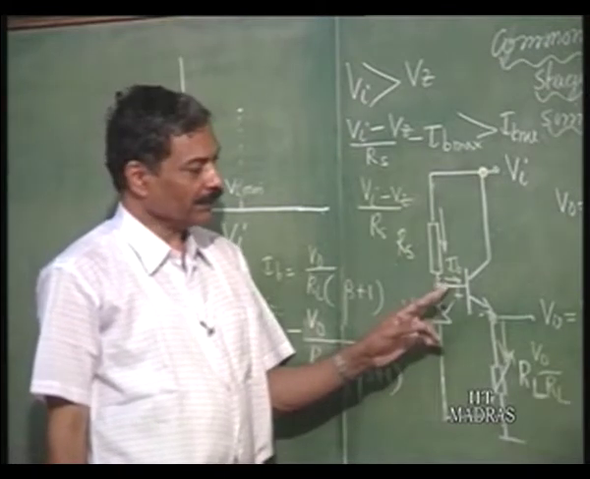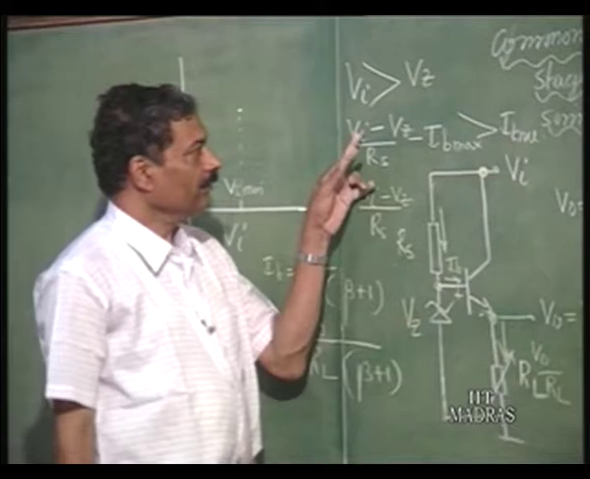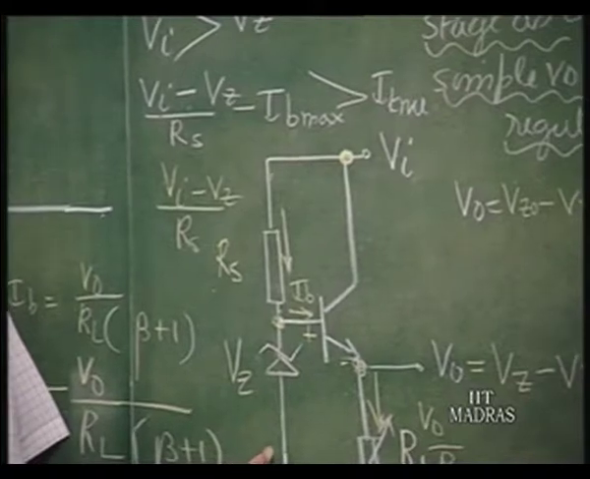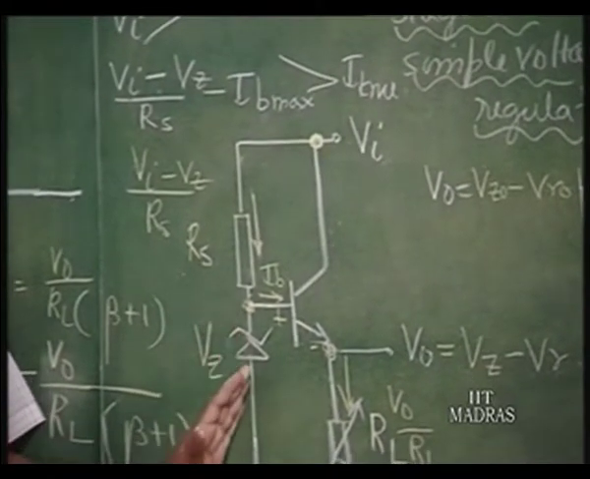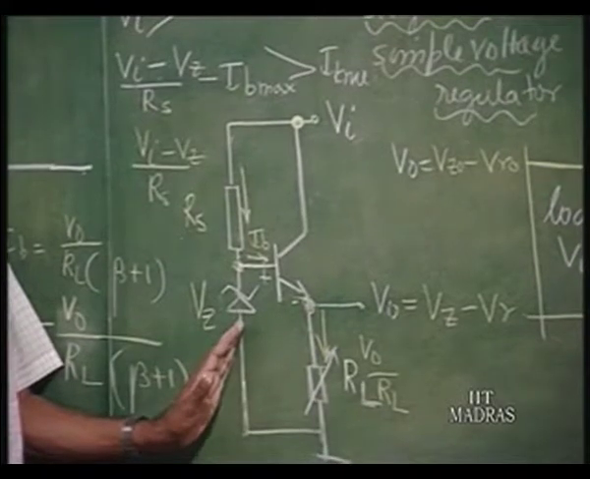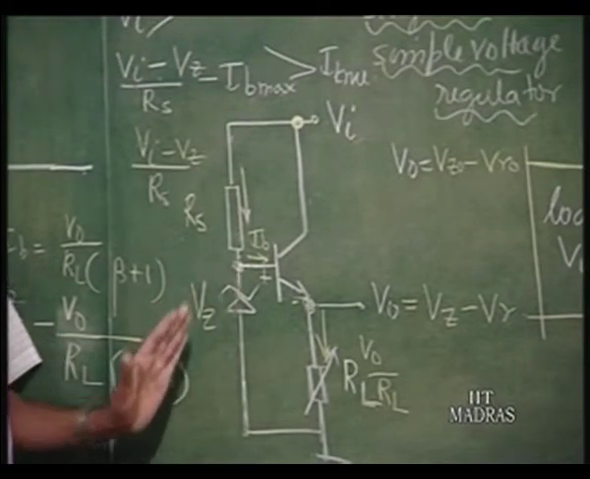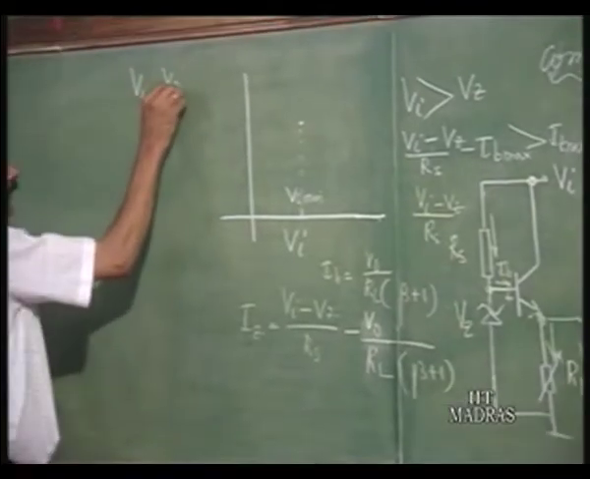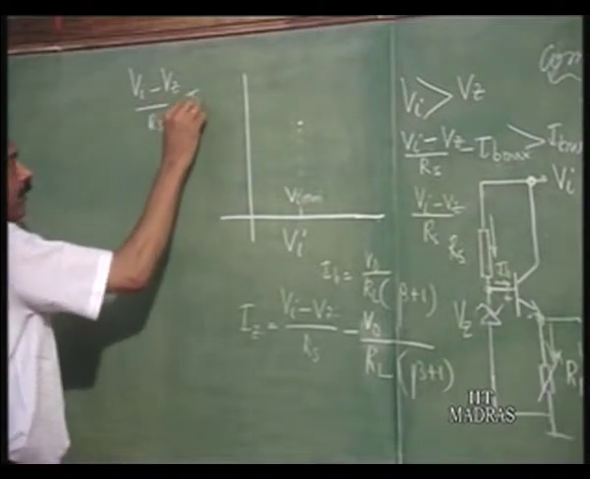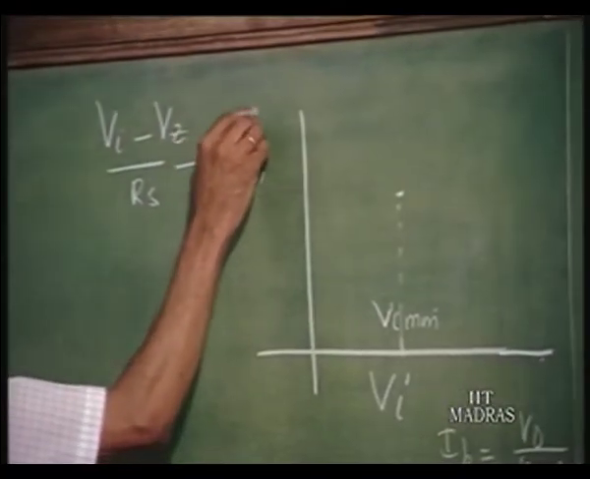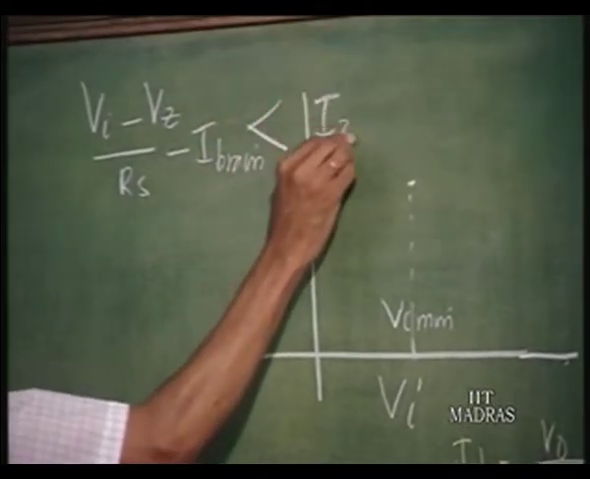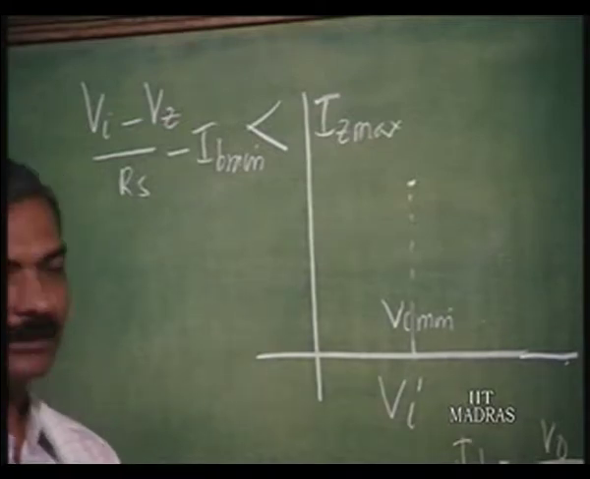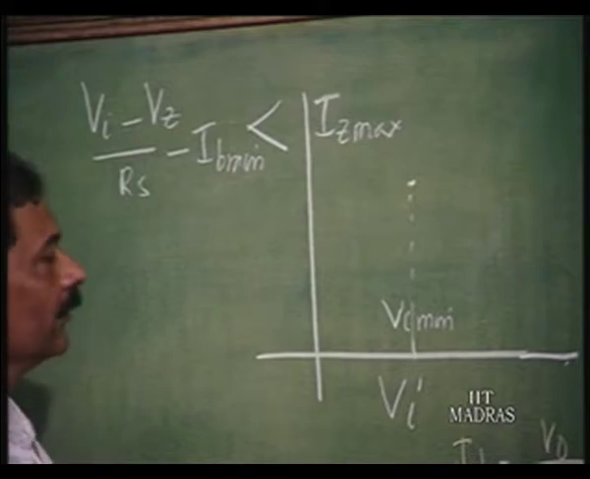Now, suppose it is loaded minimum, then this minus I B minimum will be the maximum current that will flow through the Zener. That should not still cause too much dissipation in the Zener. So, there is a maximum current limit in the Zener. So, we must have V I minus V z by R s minus I B minimum should be still less than I z maximum, based on the power dissipation in the Zener.